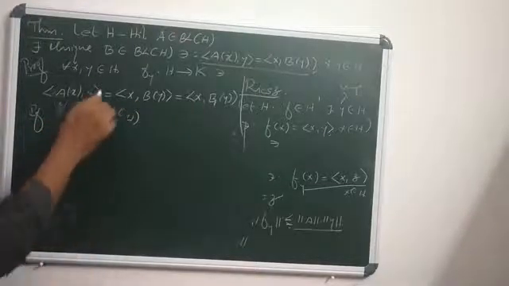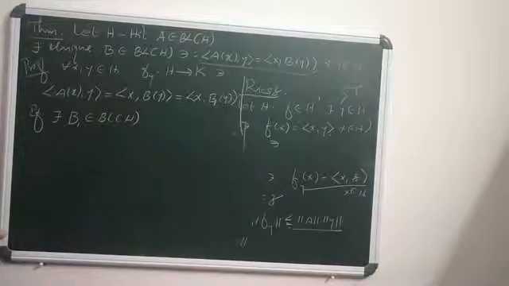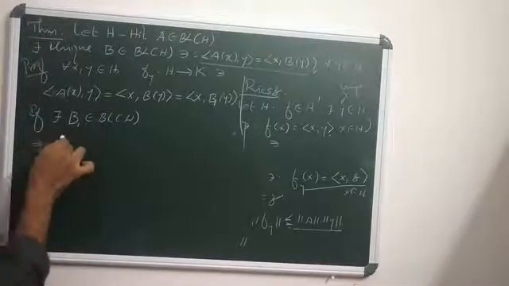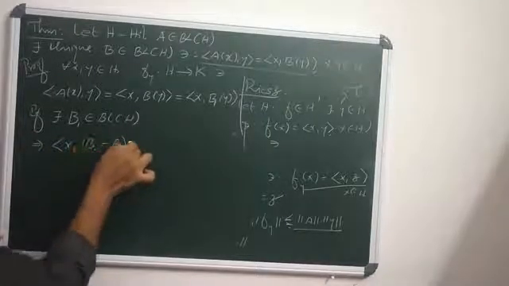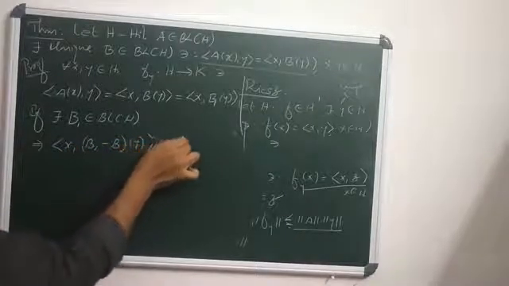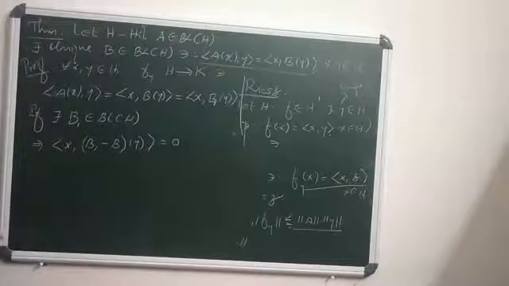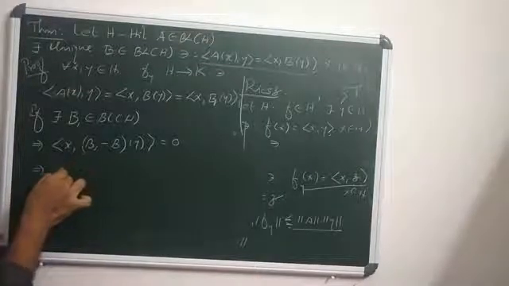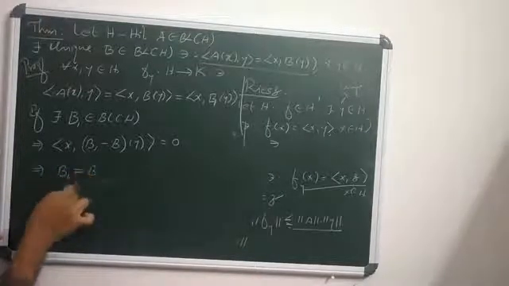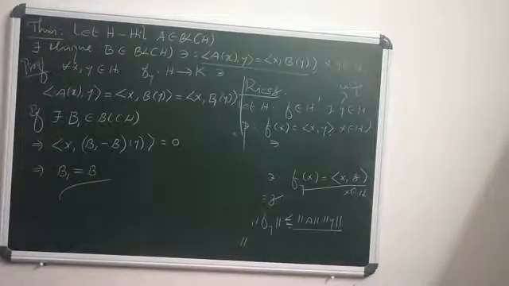So consider this right side equality: inner product X By is inner product X B1Y. That means inner product X, (B1 minus B) of y equals 0. Since x is in H, and x is non-zero, this implies B1 minus B equals 0, means B1 equals B. Therefore, the uniqueness is established.